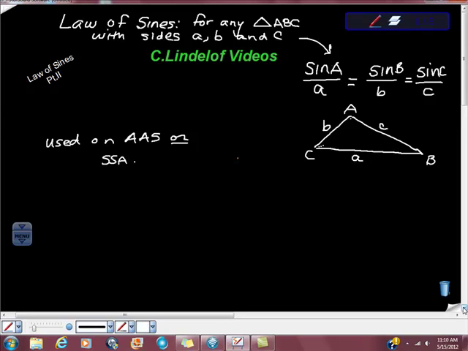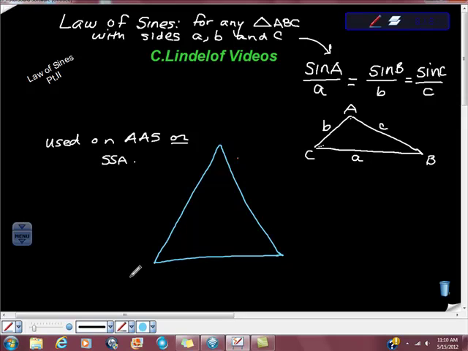Let's look at this first problem. Let's look at this problem right here. Hope this is good for you. So here's my little triangle. This is for any triangle, so I'm not assuming this is a right triangle. I'm not assuming any special qualities onto this.